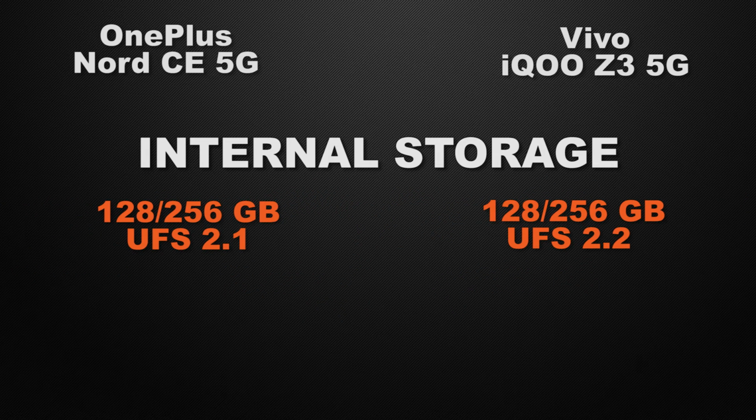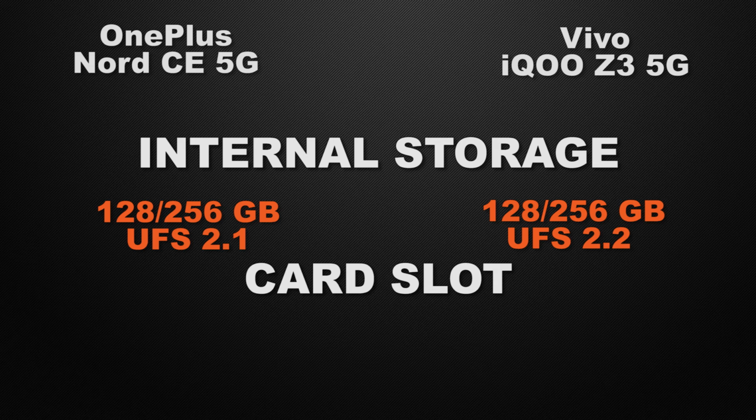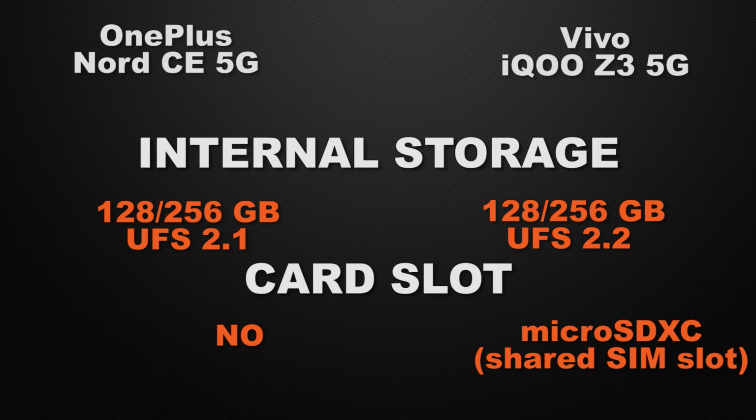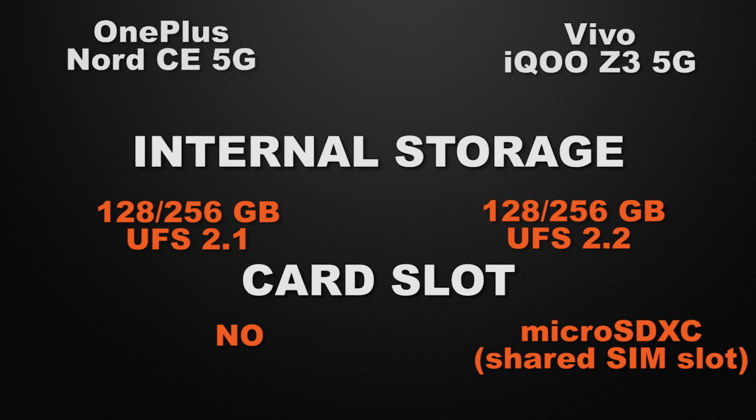Let's talk about the internal storage of the devices. Both of the devices come with 128 and 256 GB of storage, so again it's a tie. And about the external storage of the devices, Nord does not have any external card slot, whereas Z3 has a microSDXC shared SIM slot. So the winner here is Z3.